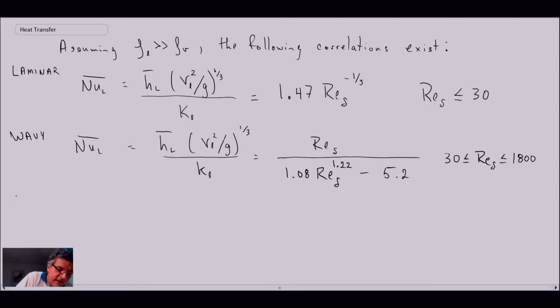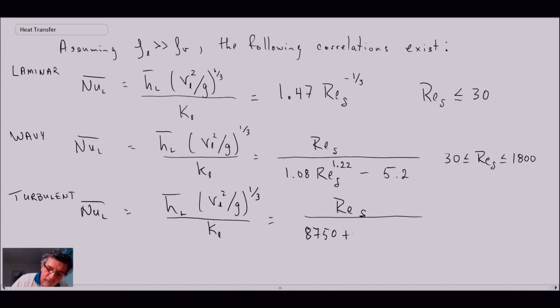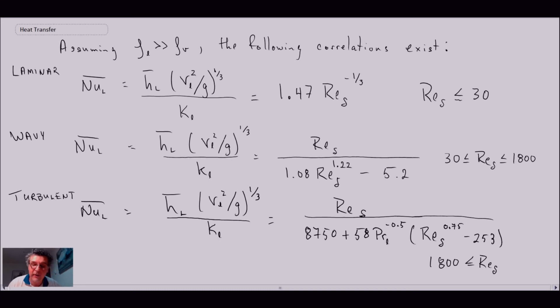And then finally, an expression for turbulent. These are obtained by taking experimental data and collapsing it. That's where the wavy and the turbulent correlations come from. This last one, it turns out, has sensitivity to the Prandtl number, and so we see the Prandtl number starting to appear in the relationship. That would be for the case where the Reynolds number based on delta is greater than 1800.